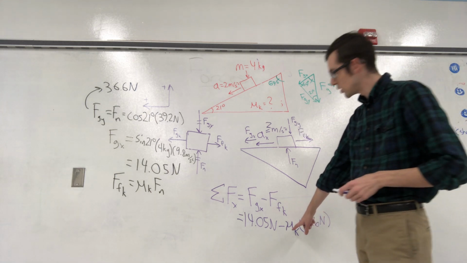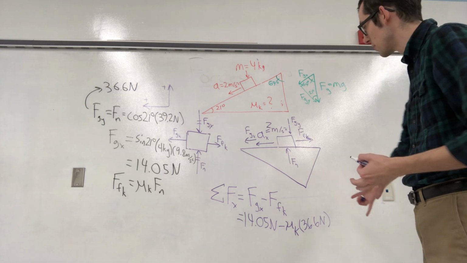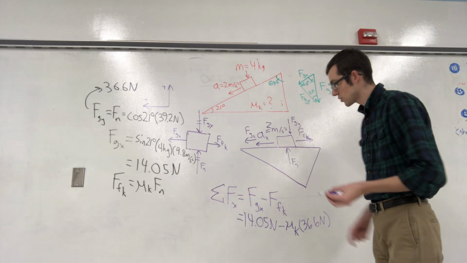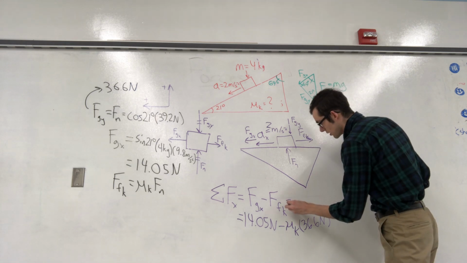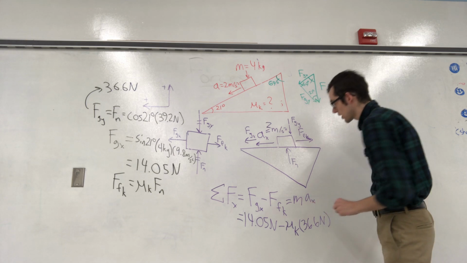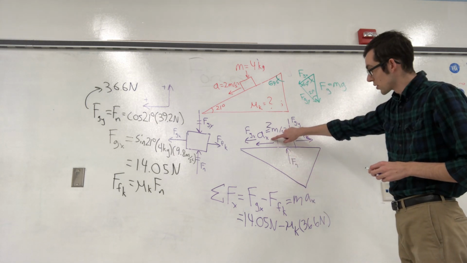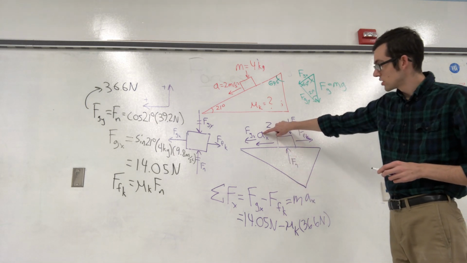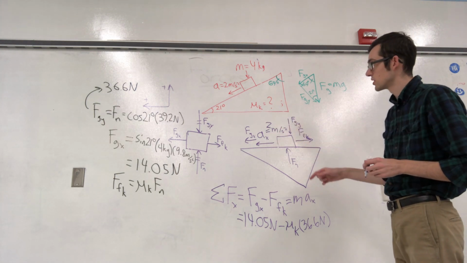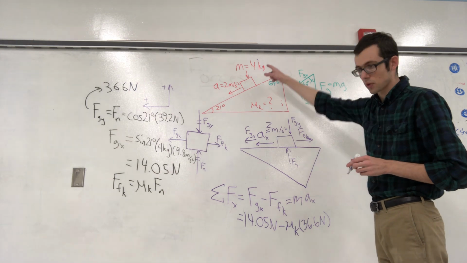Now, how am I going to find mu k if I don't know any of this other stuff? Well, I know the sum of forces in the x direction by Newton's second law must be equal to the mass of my object times its resulting acceleration in the x direction. In this new coordinate system, my AX, acceleration in the x direction, is 2 meters per second squared, which was given to us. And we also know the mass is 4 kilograms.